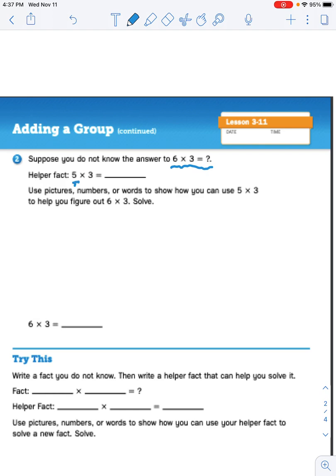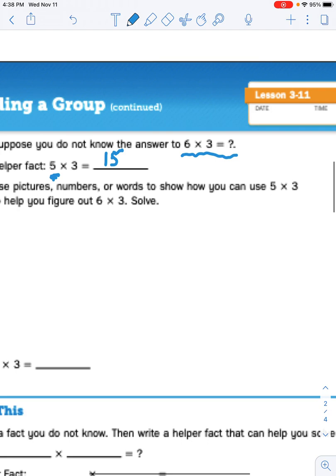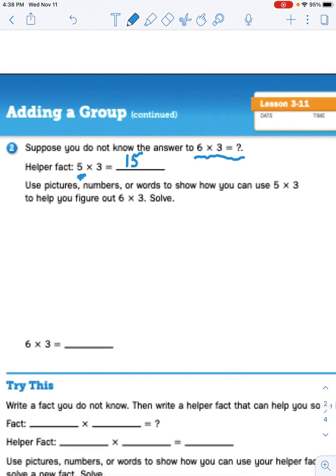And for me, yeah, I know basically what anything times 5 is. I just count by 5s. 5, 10, 15, 20, 25, 30, and so on. So 5 times 3 is a great helper fact for me. Okay, so I'm going to represent 5 times 3 first, because I already know it's 15, but I'm going to show that in a picture so that I can add a group to it. So it says, use pictures, numbers, or words to show how you can use 5 times 3 to help you figure out 6 times 3.